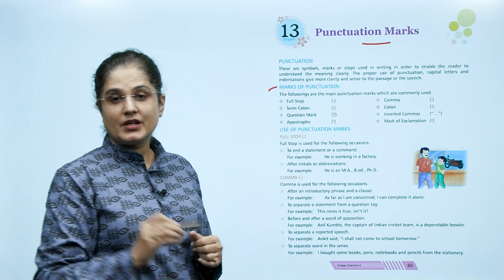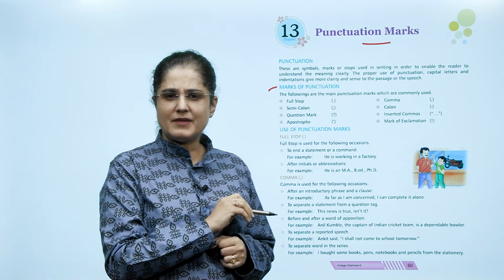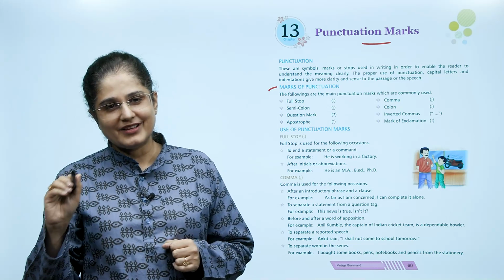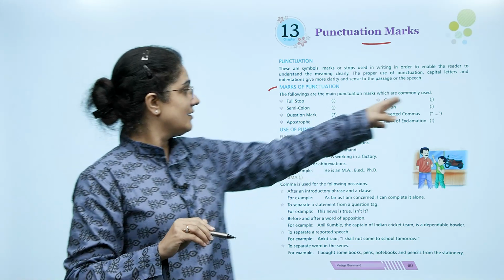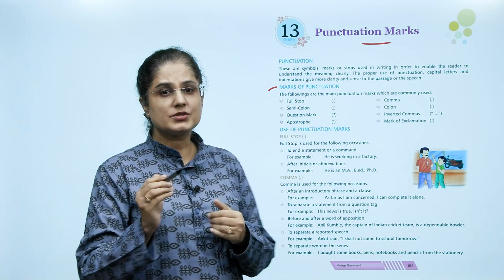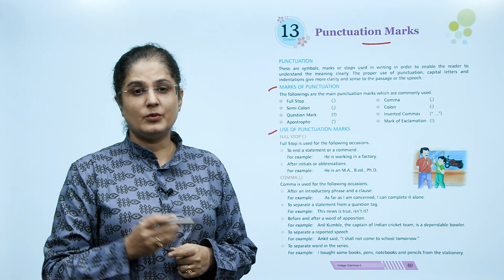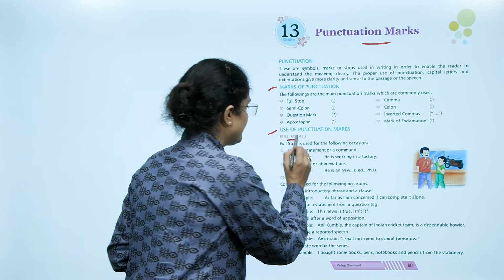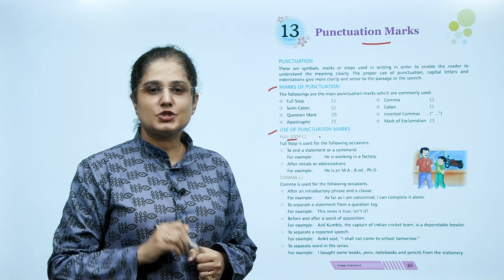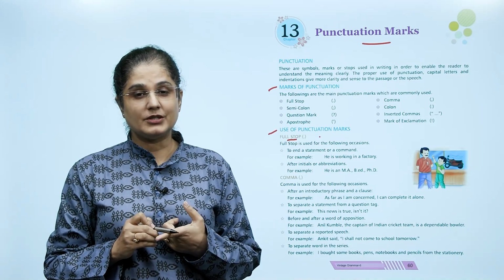Full stop, comma, semicolon, colon, question mark, inverted commas, apostrophe, mark of exclamation. All these marks and their symbols are given here. So, what are the uses of punctuation marks, the different types of punctuation marks? We will first look at full stop, like this. Now, full stop is used for the following occasions: to end a statement or a command.